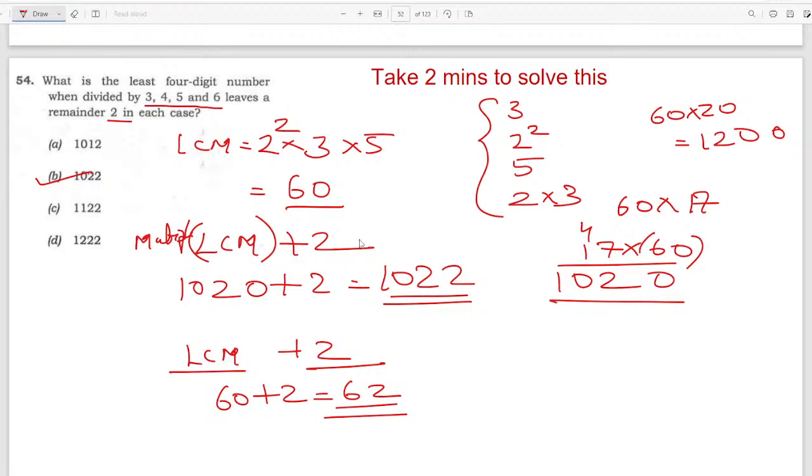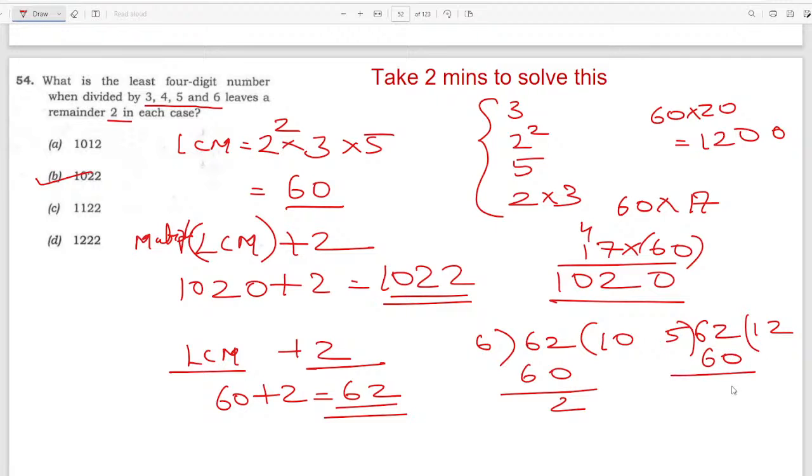62 is the number which, when divided by these numbers 3, 4, 5, 6, would give you the remainder 2. For example, if I take 6, 6 tens are 60 and 2 remainder. If I take 5, 5 12s are 60 and 2 remainder. So when you divide this 62 by any of these 4 numbers, you would get a remainder 2.